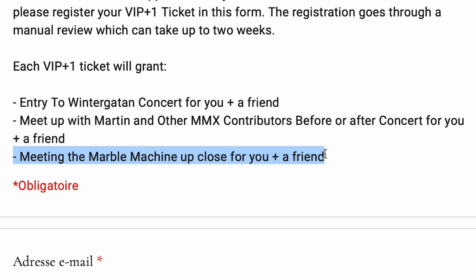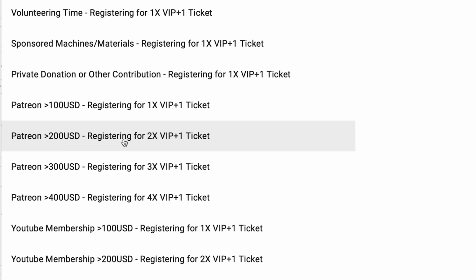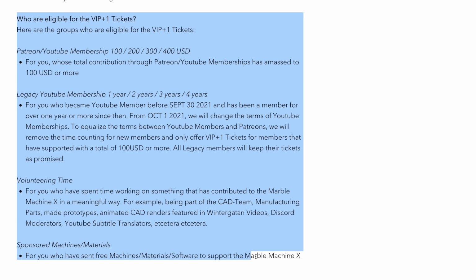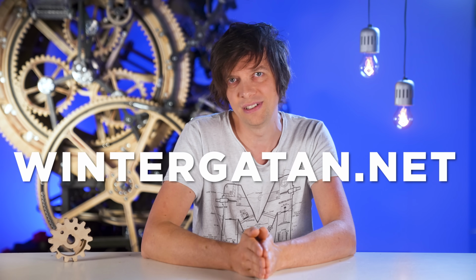You also get the chance to meet the Marble Machine up close for you and a friend so you can inspect what you have supported. On Wintergatan.net, you can read about the different groups that are eligible for these VIP +1 tickets. If you belong to any of these groups, please register your VIP +1 ticket on Wintergatan.net.